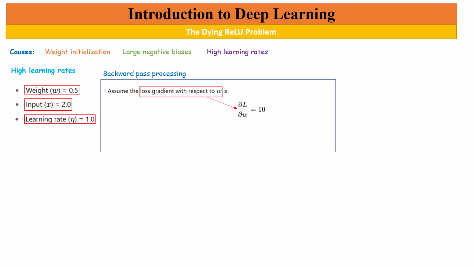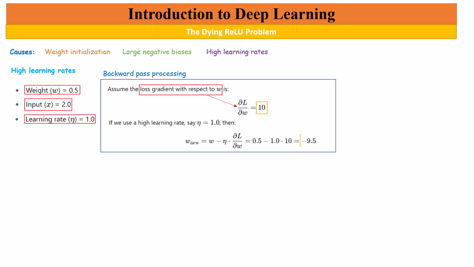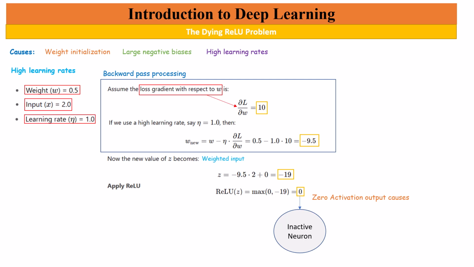Assume gradient of the loss with respect to the weight W is 10. Using a high learning rate, the updated weight named as W new becomes -9. When input x equals 2 is provided, the pre-activation value becomes -19, and applying the ReLU activation yields 0. This drastic weight update caused by the high learning rate has pushed the neuron's activation into a deeply negative region, making the ReLU output 0. If such extreme updates persist across training, they can render neurons permanently inactive, illustrating how aggressive learning rates can kill ReLU neurons, severely impairing the network's ability to learn.